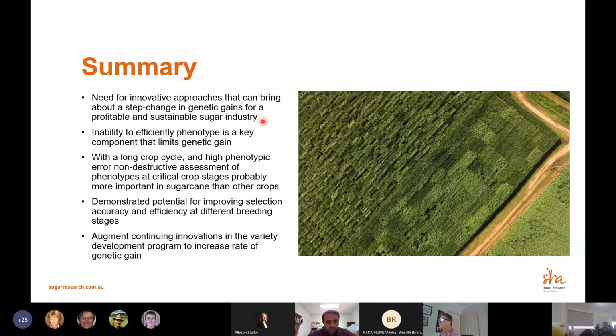And also, so far we have shown that the drone-based methods have high potential for improving selection and the effectiveness of the breeding program at different stages. But again, it's not the solution for all of the problems, but phenomics can now play a positive role in augmenting some of the other innovations going on in the SRA breeding program to try and accelerate the rate of genetic gains.